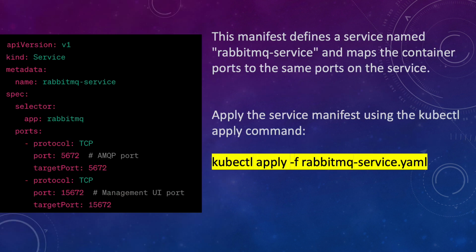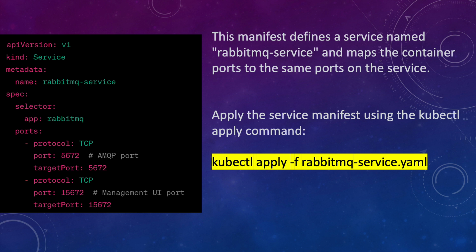To expose the RabbitMQ service, we need to create a service manifest. The slide shows an example of a basic RabbitMQ service manifest in YAML format. In this manifest, we define a service named RabbitMQ. It uses a selector to match the deployment labeled with app: rabbitmq. The service maps the container ports to the same ports on the service, allowing access to RabbitMQ.